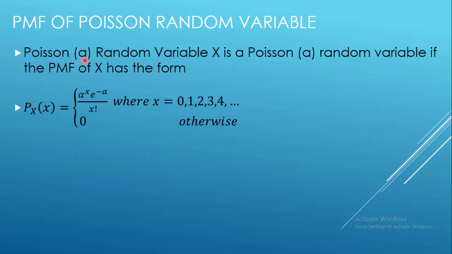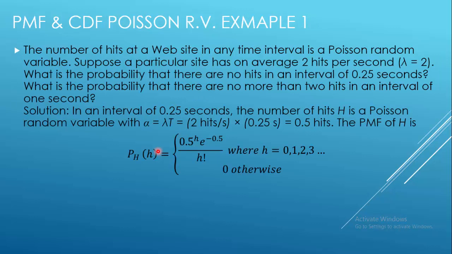So X is a Poisson random variable if the PMF of X has this form. And here the equation is very simple: alpha to the power x, e to the power minus alpha, divided by x factorial, where x is equal to 0, 1, 2, 3, 4, and so on.